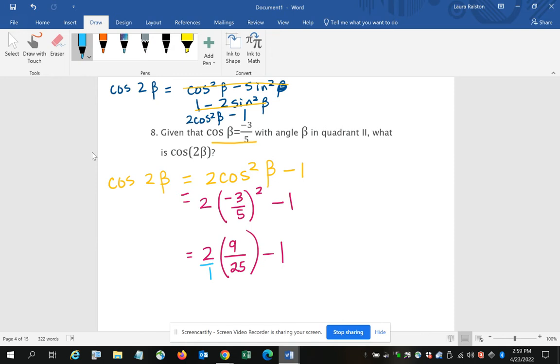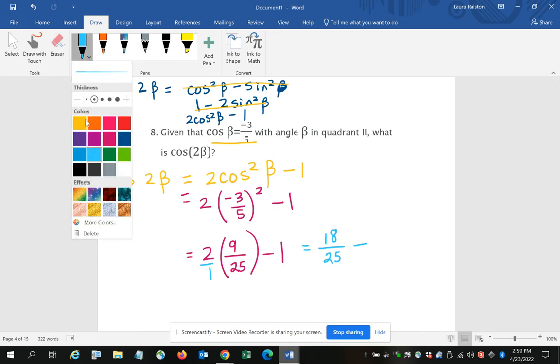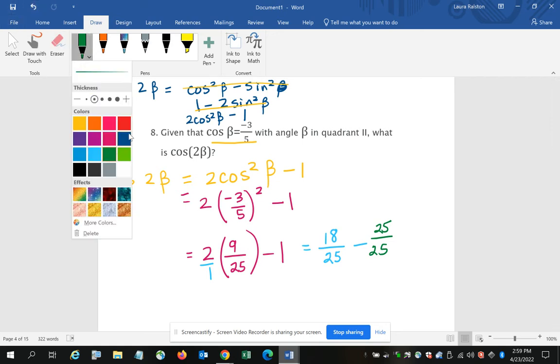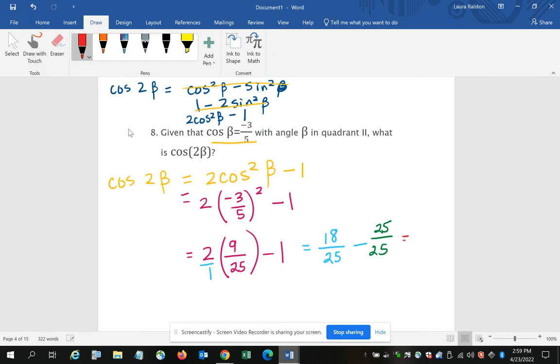Remember, you multiply the numerators, you multiply the denominators. So I have 2 times 9, which is 18. 1 times 25 is 25, minus 1 whole. And again, we've talked about how that 1 whole would be 25 over 25. Finding that common denominator, then I can do my subtraction. I keep the common denominator of 25. 18 minus 25 would be 7, and it's going to be negative. So my answer is negative 7/25. Okay.